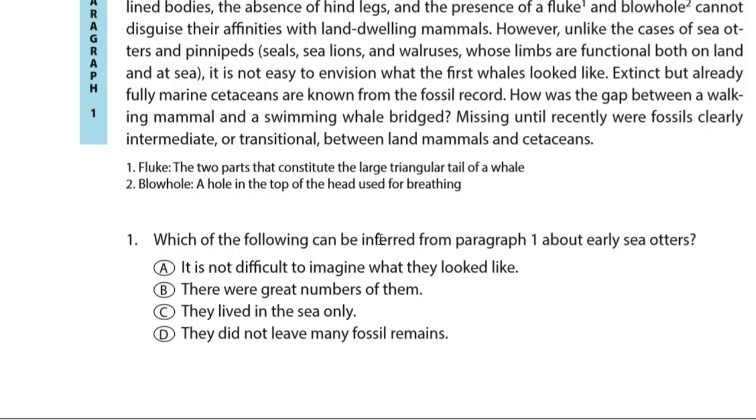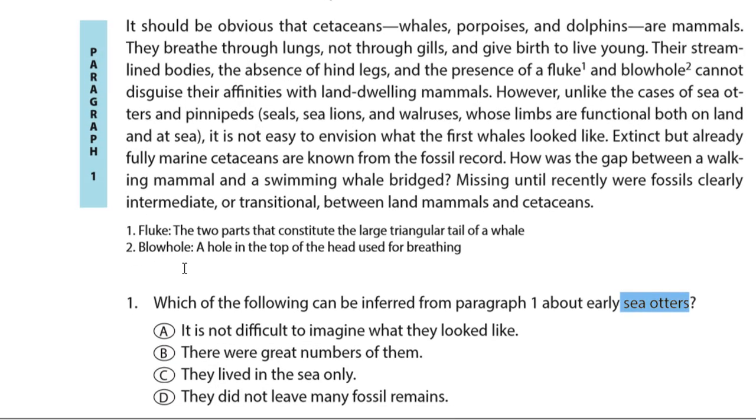And the second step is to determine the keywords. Here the keywords are sea otters only. We don't have other keywords, we have only one. So now you guys can pause the video and try to solve this question. Then we're gonna solve it together.